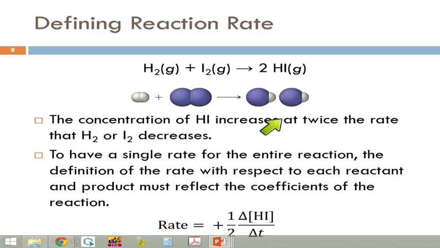How many of these guys do we make for every one of those? 2. So the change in the HI concentration is twice as large as the change in the H2 concentration. If we use up one of these, how many of these do we make? 2. So the change in HI is going to be twice that of this, and it's going to be twice as much as this one. But the rate for the overall reaction needs to be the same. So we solve that by dividing by 2.